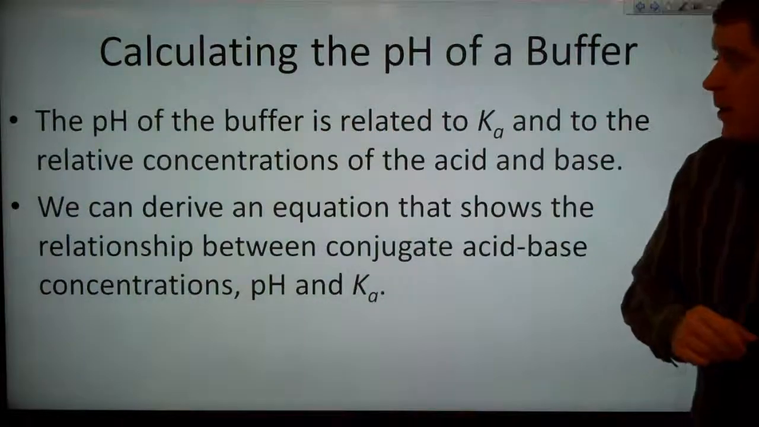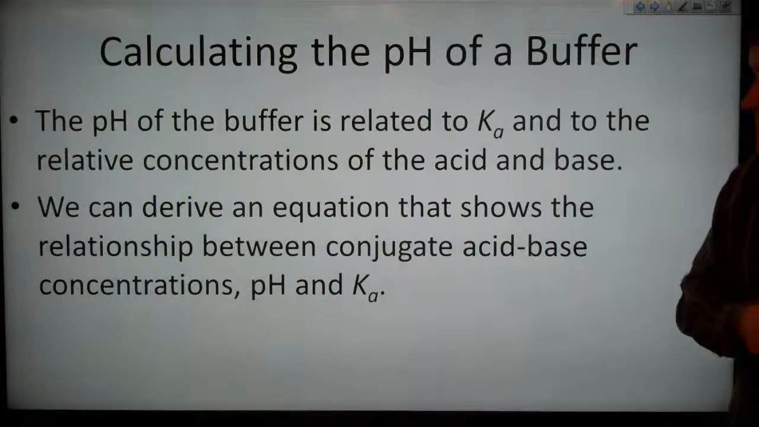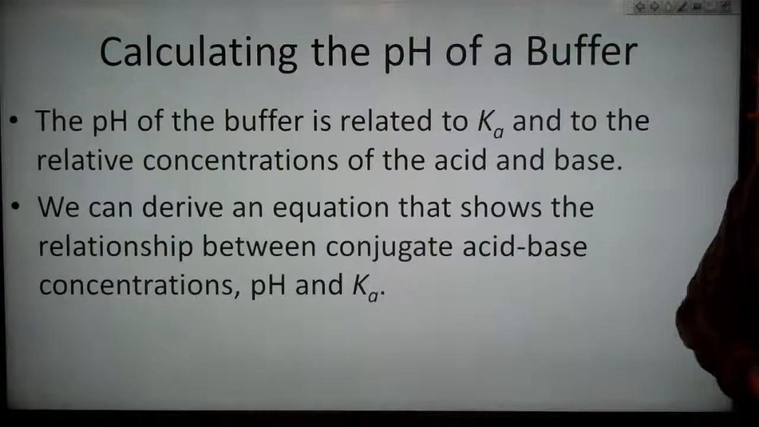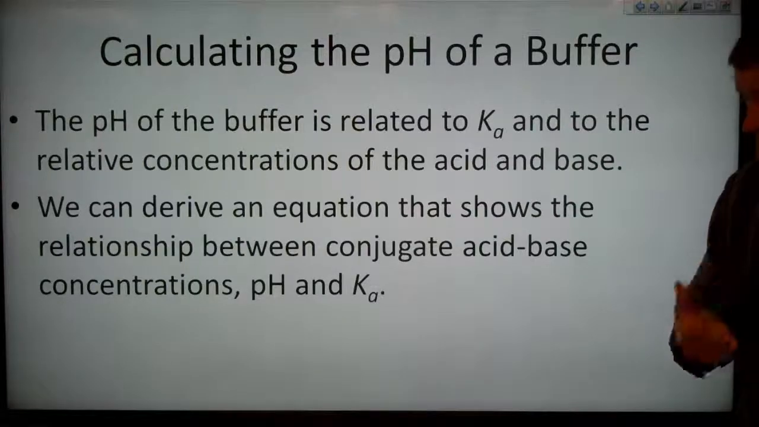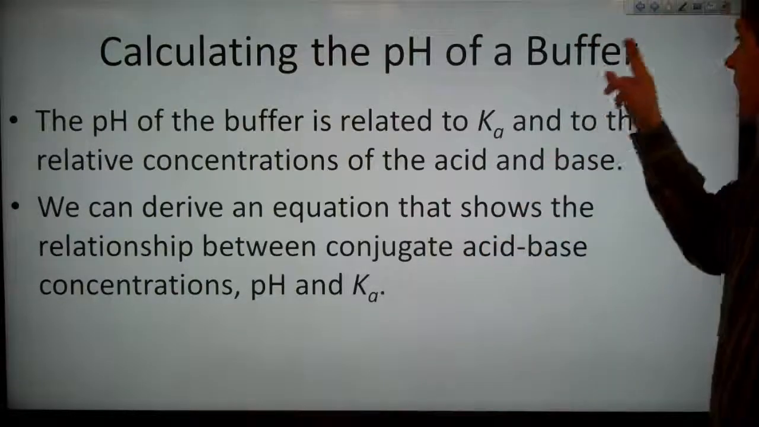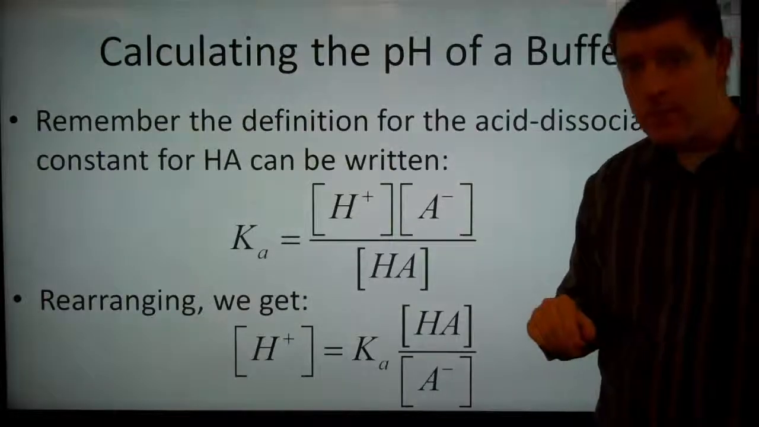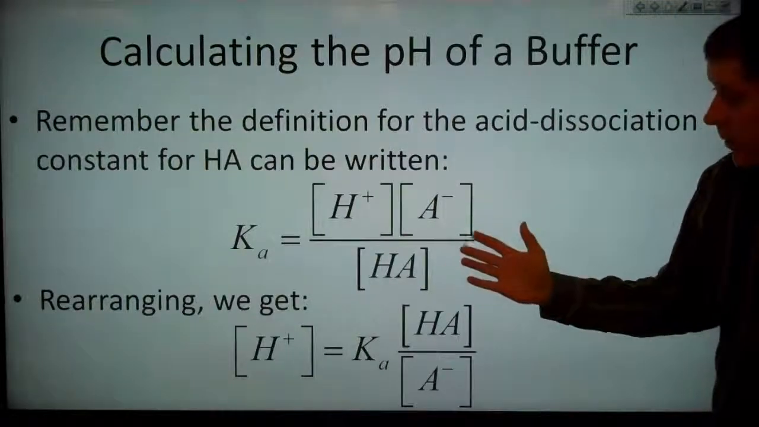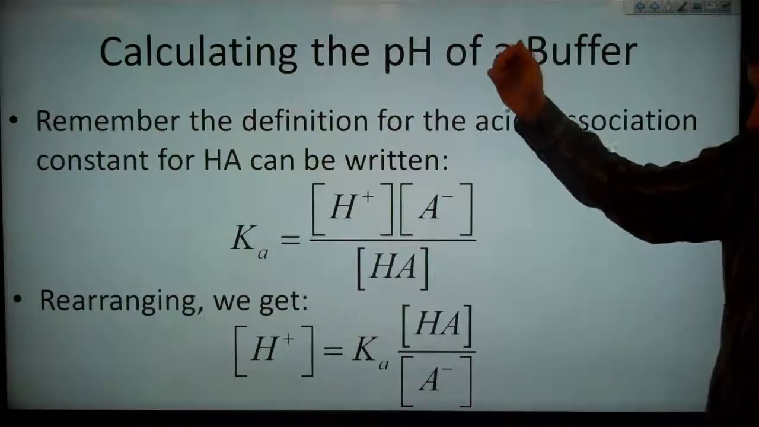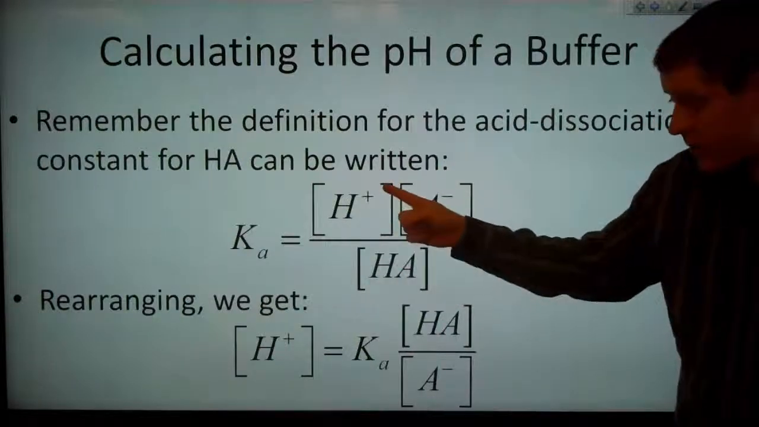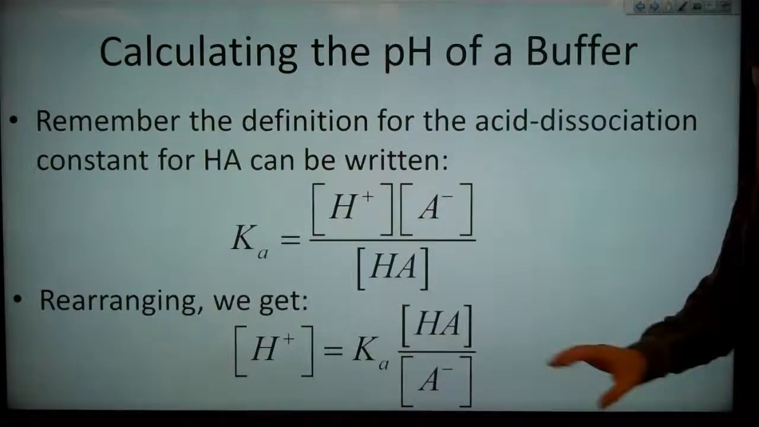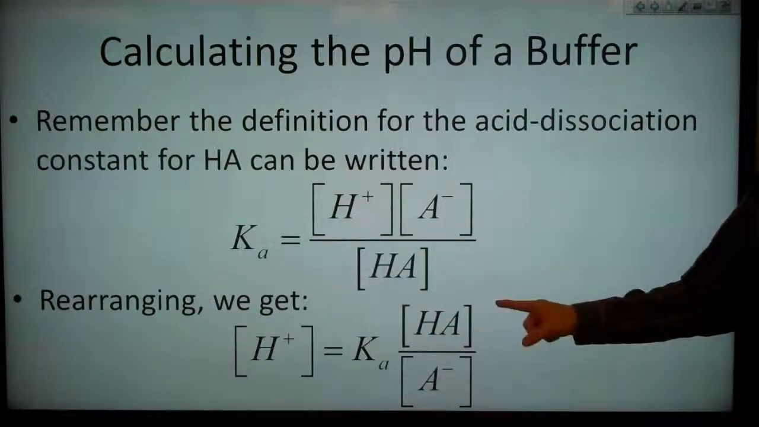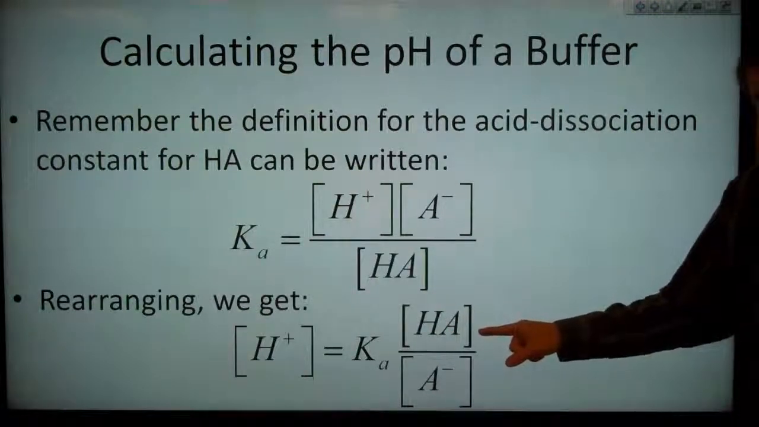So, the pH of the buffer is related to the Ka of our acid and to the relative concentrations of our acid and base. And so we can derive an equation that shows the relationship between the conjugate acid-base concentrations and pH and Ka. So, let's do that. Remember the definition for the acid dissociation constant Ka can be written like this. We've already seen this a few times. And we can rearrange this to solve for the hydrogen ion concentration. So we get hydrogen ion concentration is equal to Ka times the ratio between HA and A- concentrations.